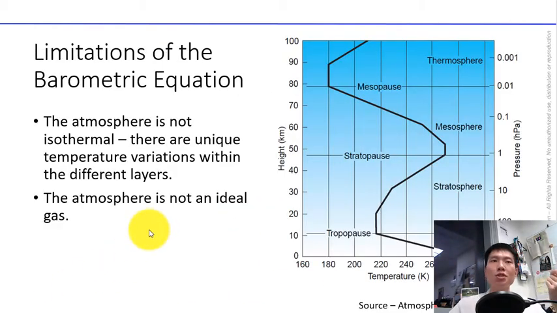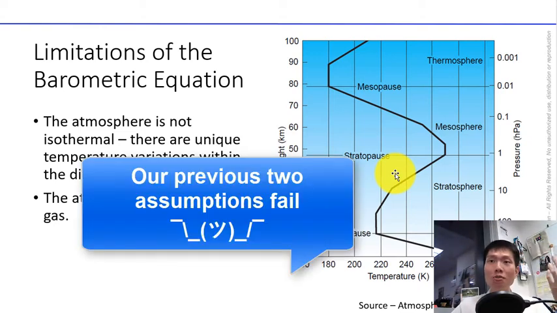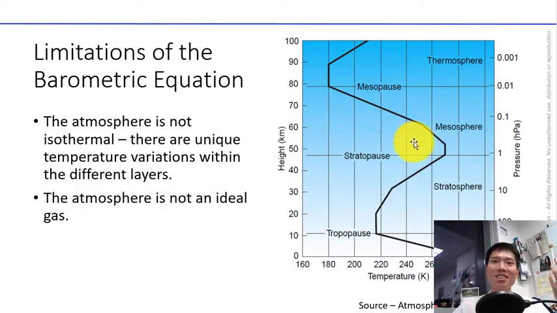Now the two assumptions taken while modeling atmospheric pressure with the barometric formula are the biggest downfall. Why is that so? Because the temperature of the atmosphere is not constant throughout. In fact, the different layers of the atmosphere have their own unique temperature variations. You see that, right? And also the atmosphere is not an ideal gas. That's why the assumptions don't hold.